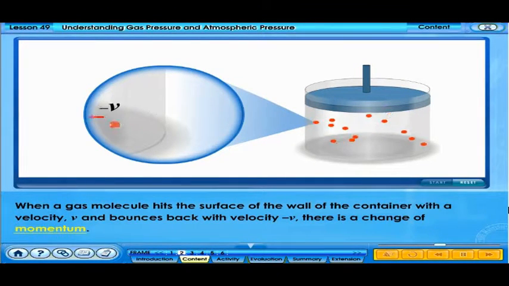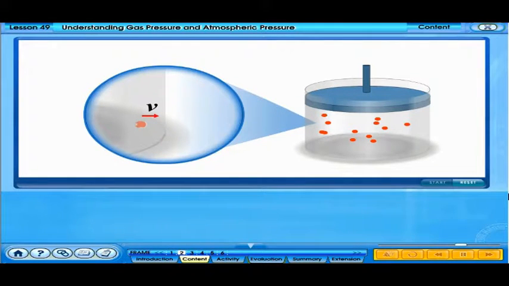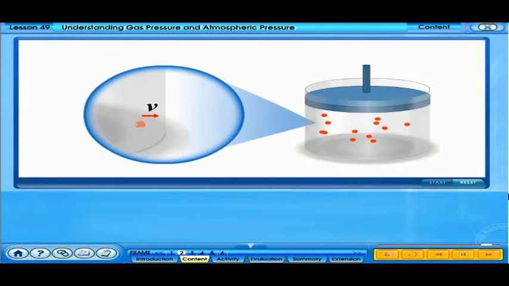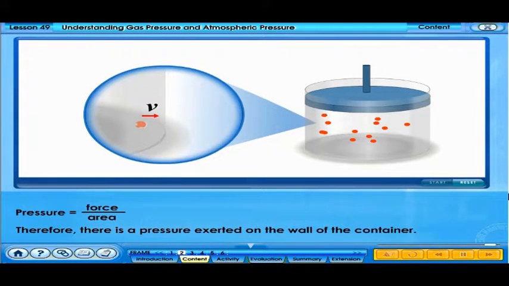When a gas molecule hits the surface of the wall of the container with a velocity v and bounces back with a negative velocity, a change of momentum takes place. According to Newton's second law of motion, force equals the rate of change of momentum. Hence, there is a force acting on the wall of the container. Pressure equals force over area. Therefore, pressure is exerted on the wall of the container.